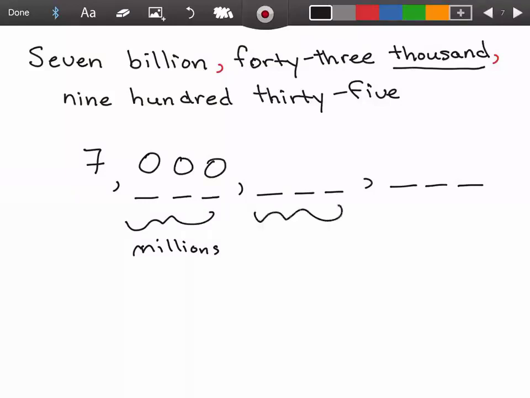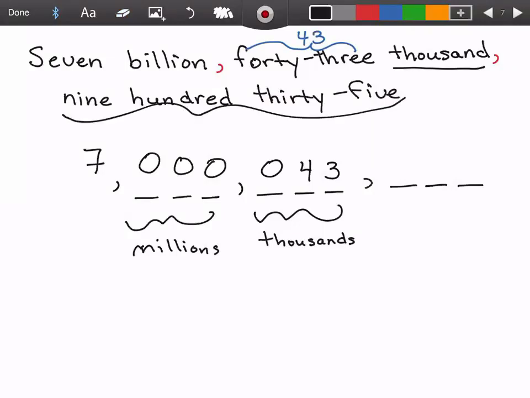All right, so this next group is the thousands group. And we see that there's 43,000. So 43, we write as 43. And notice that there's no 100 part. So again, we're going to need another placeholder to indicate that. So we'll write the 43, but we have to put a placeholder in front of it. So this represents 43,000. And then the last group is 935. So there's a 9 in the hundreds place, and then the last two digits are 35.